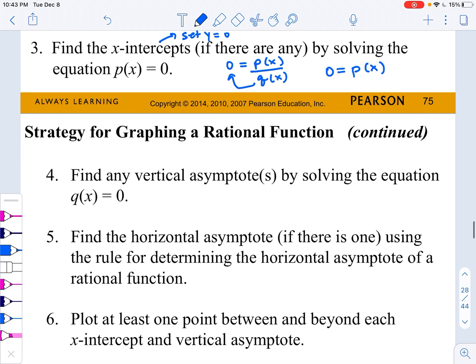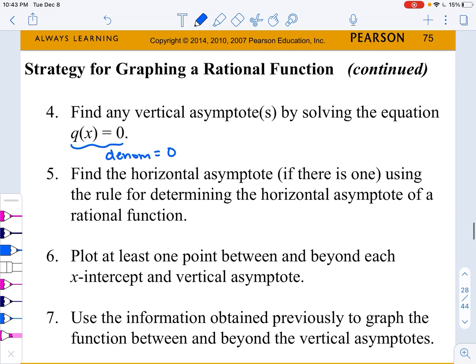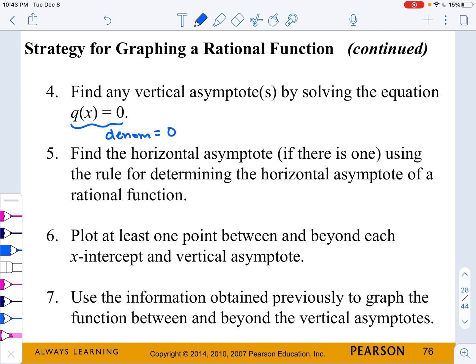Step number 4 says to find any vertical asymptotes by solving the equation q of x is equal to 0. Remember, q of x in that case, that's the denominator. If you set the denominator equal to 0, that's going to tell you what those exclusions from the domain are, which tells us what those vertical asymptotes are.